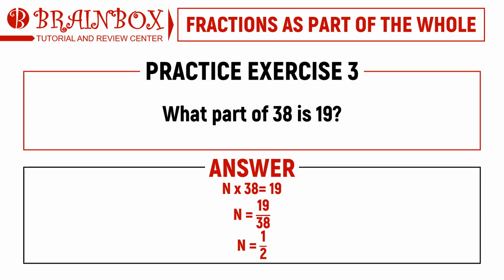Time is up. The correct answer is 1/2. Translating this phrase to a mathematical equation, we get n times 38 equals 19. Same with the previous items, we isolate n on one side by transposing 38 to the other side. We then simplify the resulting fraction. Thus, we get n equals 1/2.